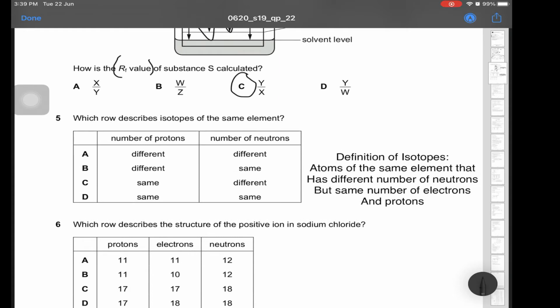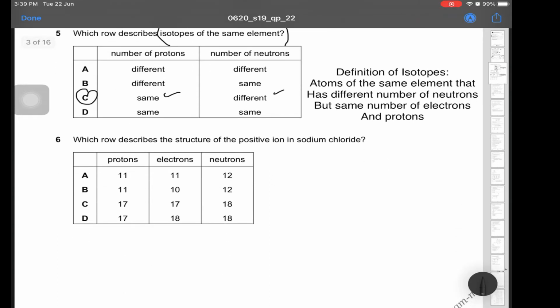Now, for the fifth question, which row describes the isotopes of the same element? The definition of isotopes is atoms of the same element that have a different number of neutrons but have the same number of electrons and protons. So the answer for question 5 is C.